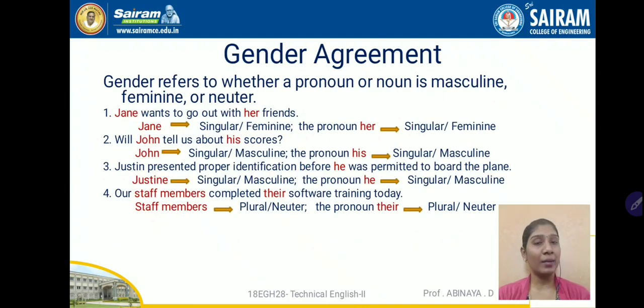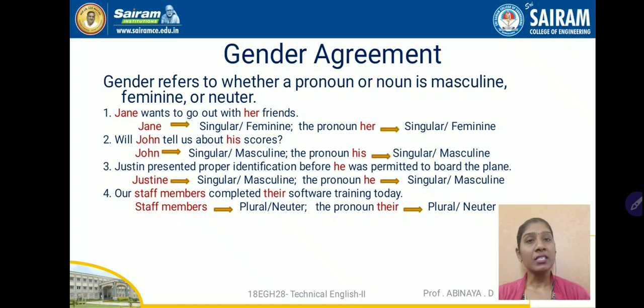What is a gender agreement? I already told you. Gender refers to whether a pronoun or noun is masculine, feminine or neuter. If the noun is masculine, go for a masculine pronoun. If the noun is feminine, go for a feminine pronoun. If the noun is neuter, go for a neuter pronoun.